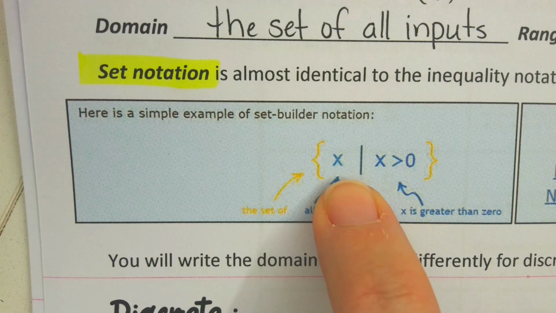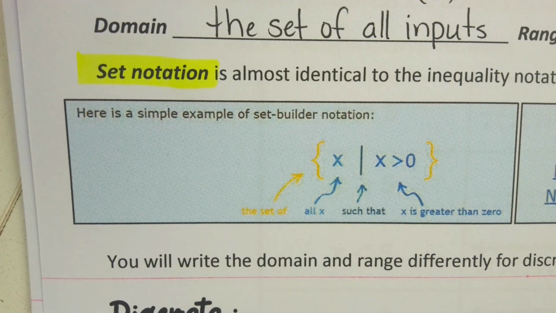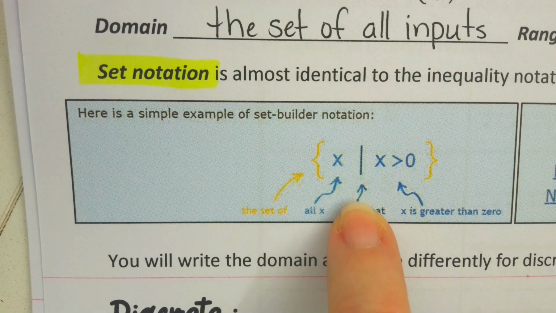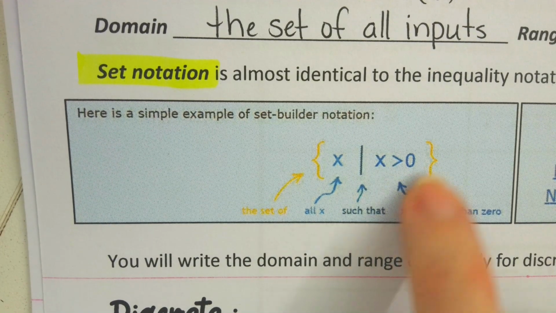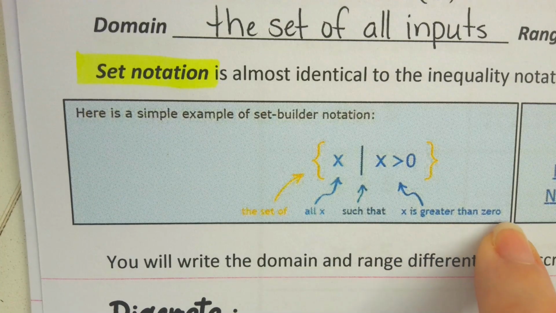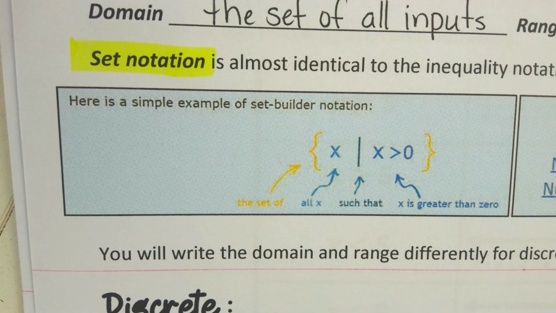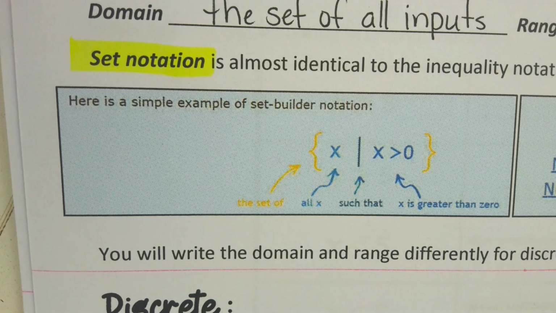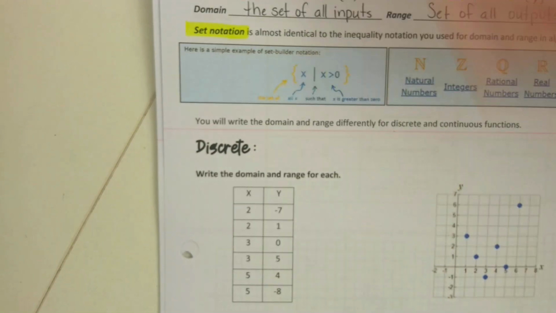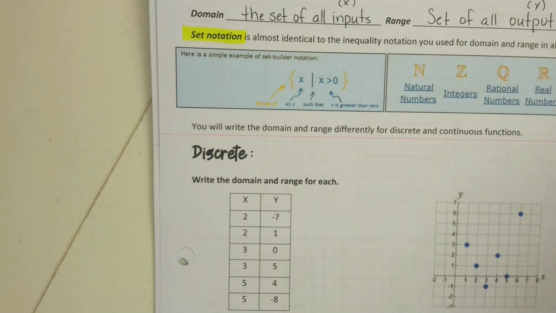So all x's, if it was domain, or excuse me, if it was range, we would say all y's and put a y here. And then we put this bar here that says such that, and then we actually write the domain. X is greater than 0, or sometimes it's like x is greater than 0 but less than 5, or sometimes it's just some numbers. But it often uses the squiggly brackets, and then the x, and then the bar, or the y, and then the bar. We do write domain and range different based on if it is discrete or if it's continuous.